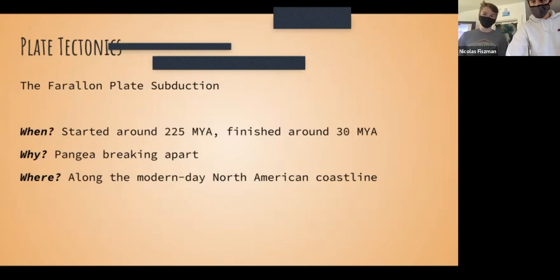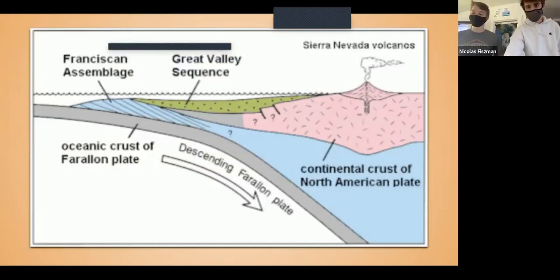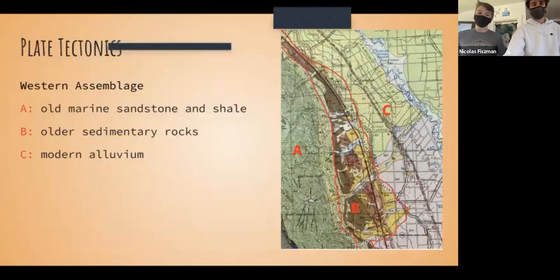Here's a rough diagram of what happened during the Farallon plate subduction. And as you can see on the top of the diagram, the Great Valley sedimentary sequence is underwater at this time, as Nate explained. Moving on to the western assemblage.